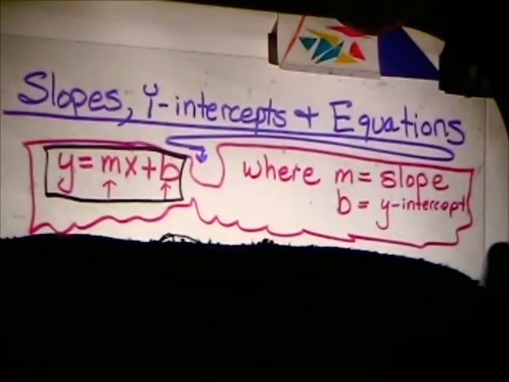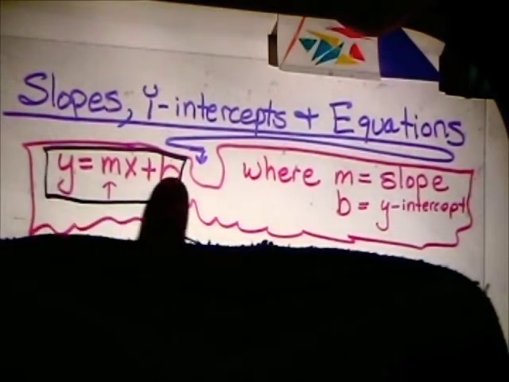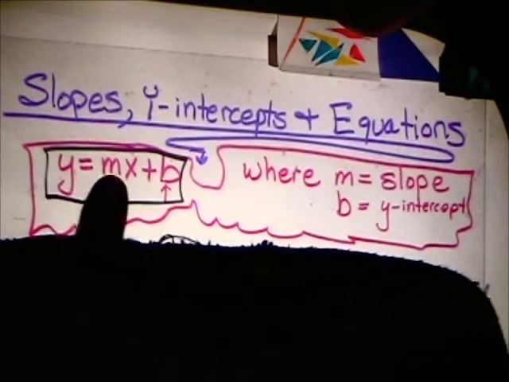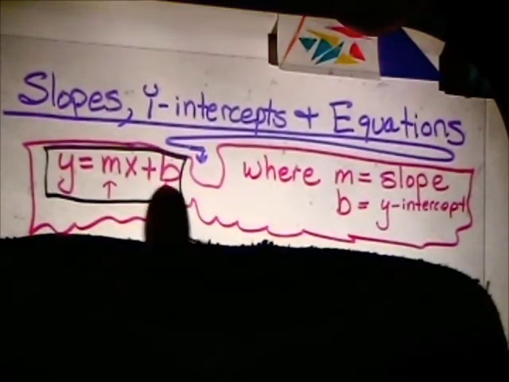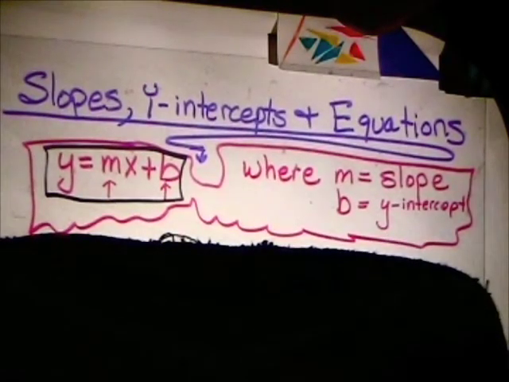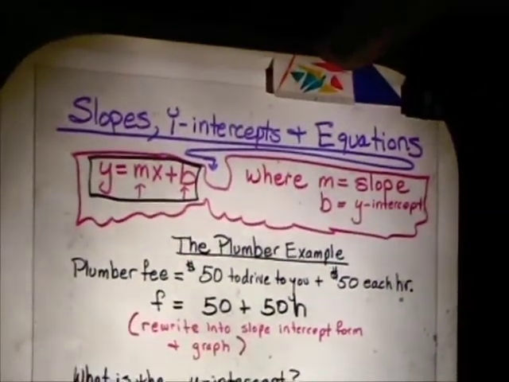In the first video, we learned we can write linear equations in what's called slope-intercept form, and that's y equals mx plus b, where the m refers to the slope and the b refers to the y-intercept, where the graph will cross the y-axis. Alright, so let's take a look at the plumber example.